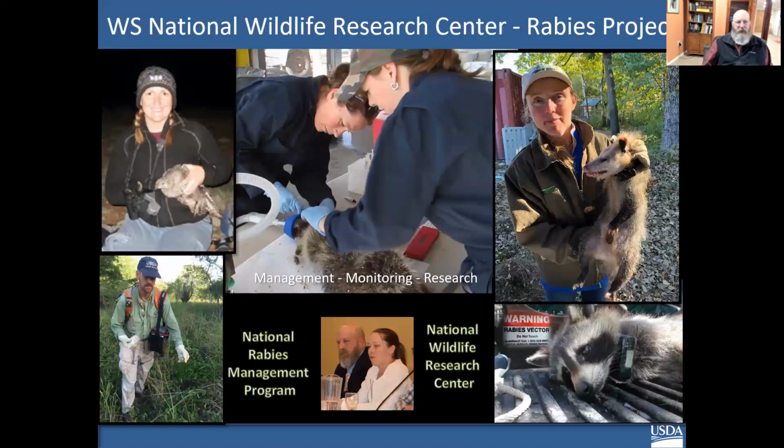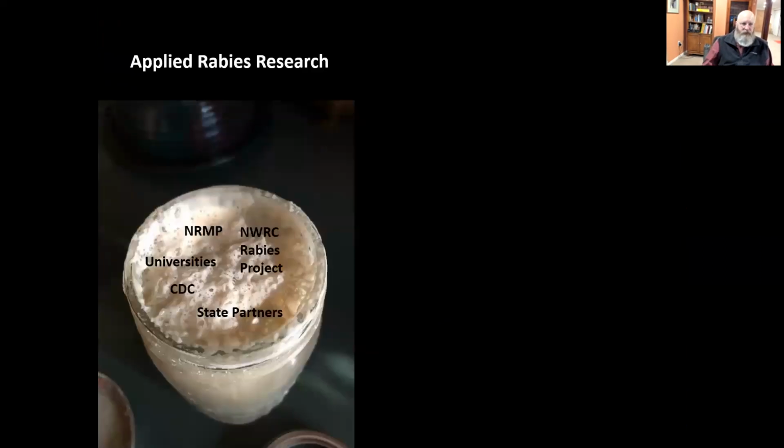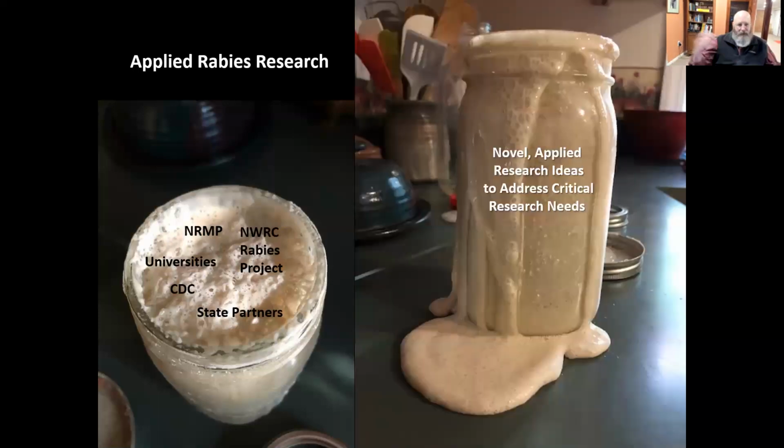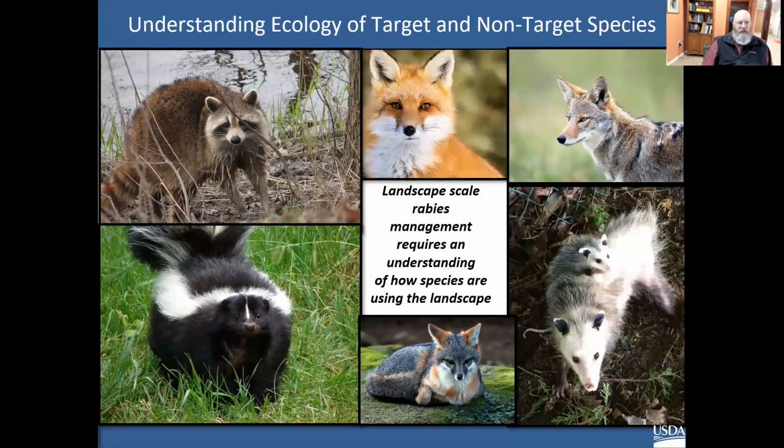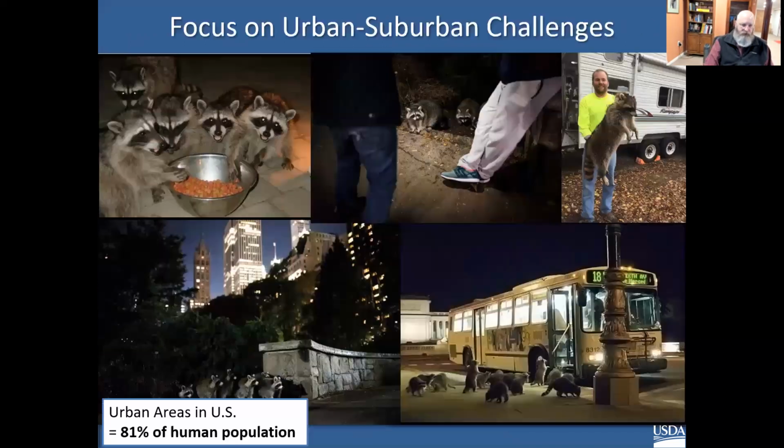In terms of applied research, again, we work hand in glove with the National Wildlife Research Center. I sort of see it like the sourdough starter that I finally figured out how to do. It's been a very productive relationship with NWRC, but also with universities and with our partners, CDC, and our state partners, to do that good applied research so that we can understand at the landscape scale how the species we're targeting are using the landscape.